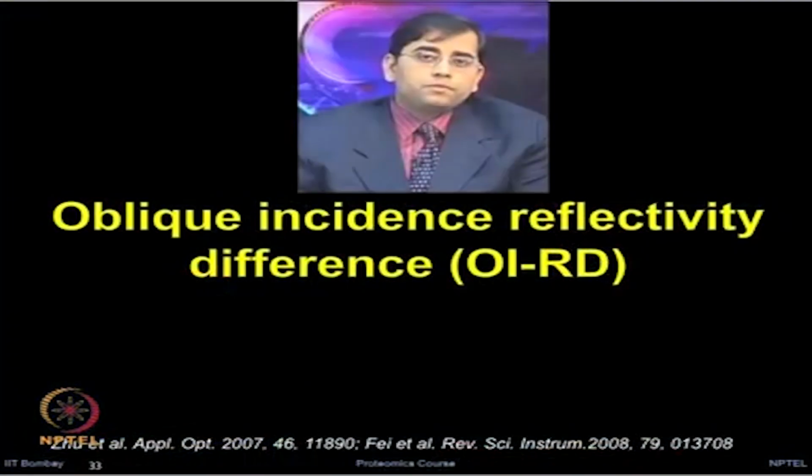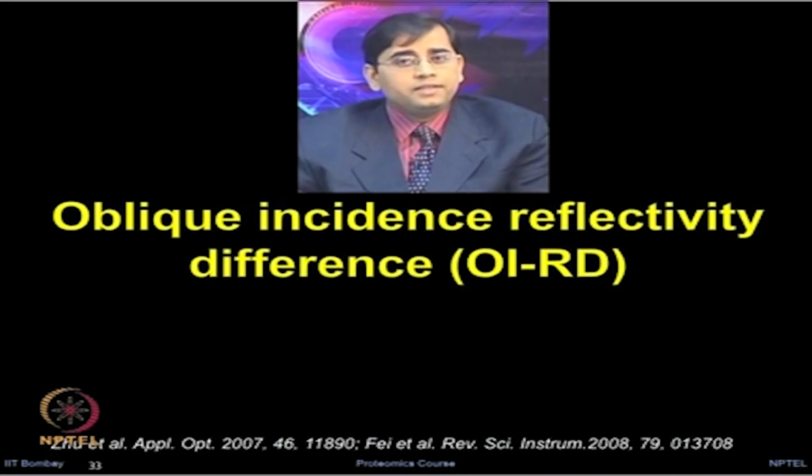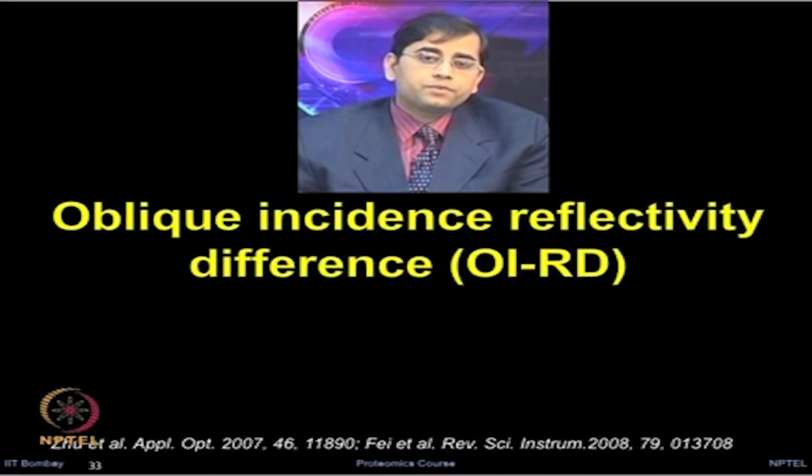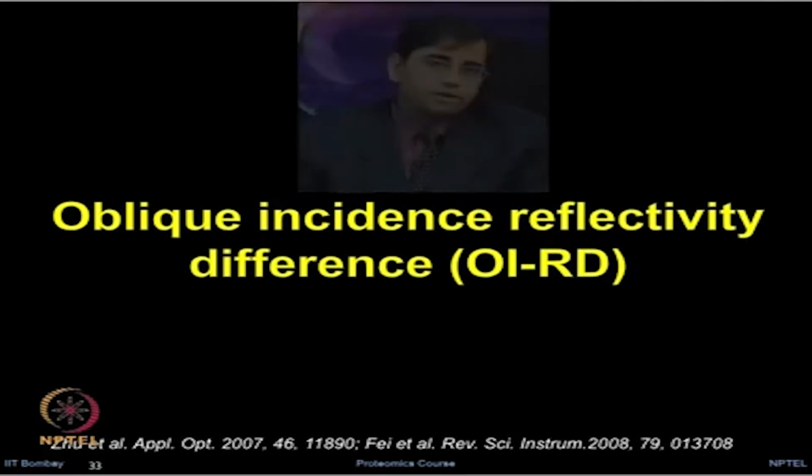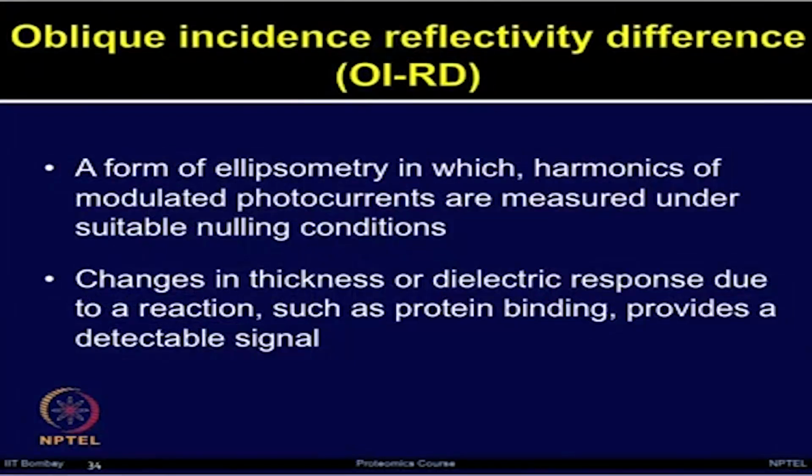Now, let us talk about oblique incidence reflectivity difference or OIRD, which is based on polarization modulated nulling ellipsometry. OIRD is a form of ellipsometry which we just discussed, in which the harmonics of modulated photocurrents are measured under suitable nulling conditions. The change in the thickness or the dielectric properties due to a reaction such as protein binding can provide a detectable signal, and that is how the reactions are monitored.